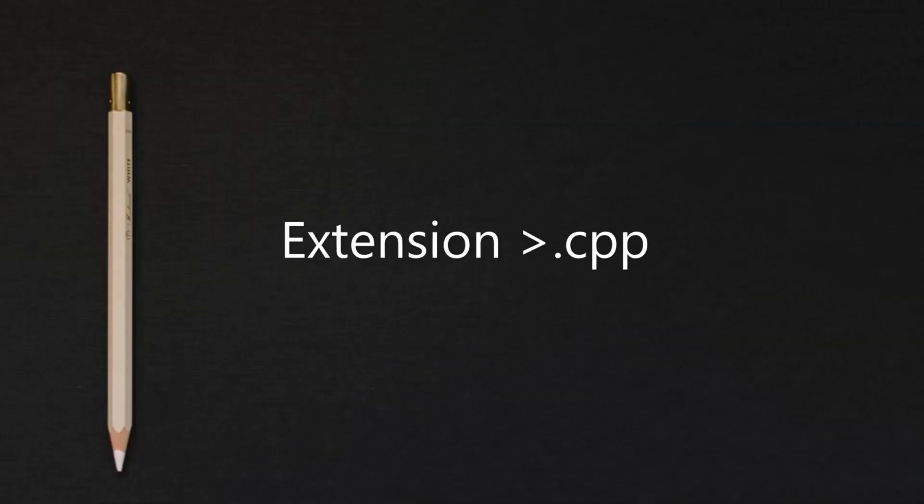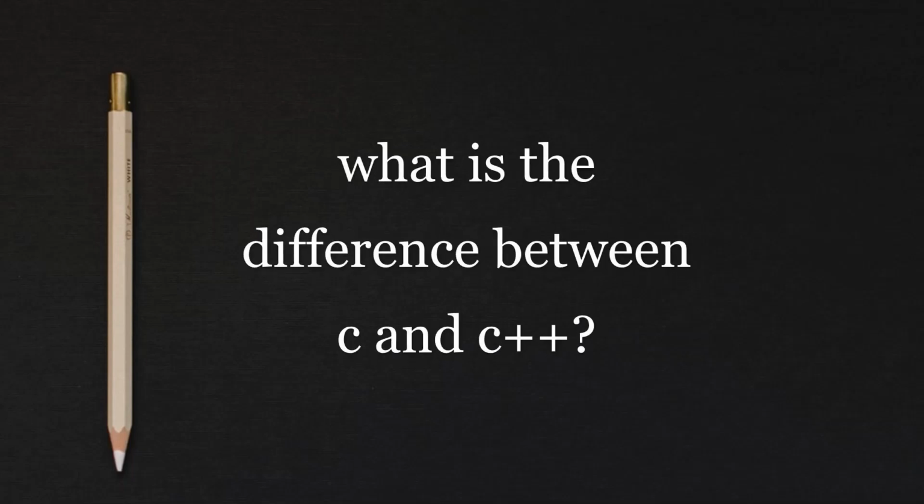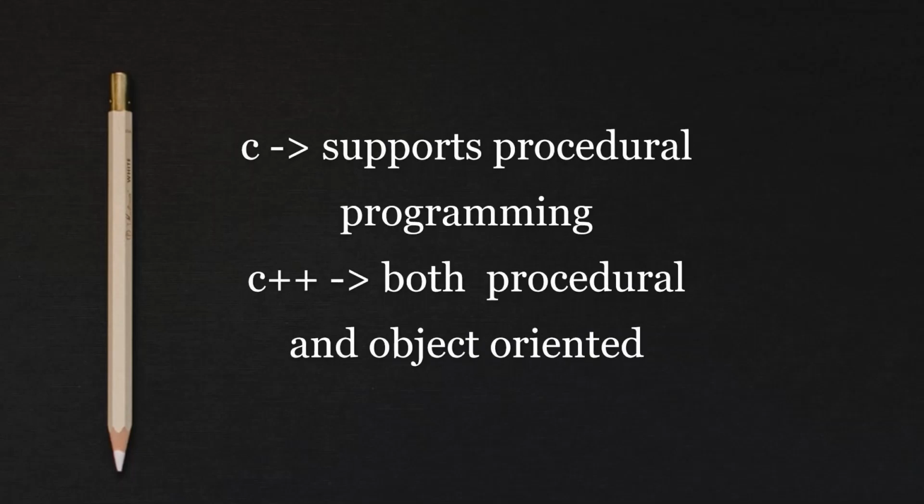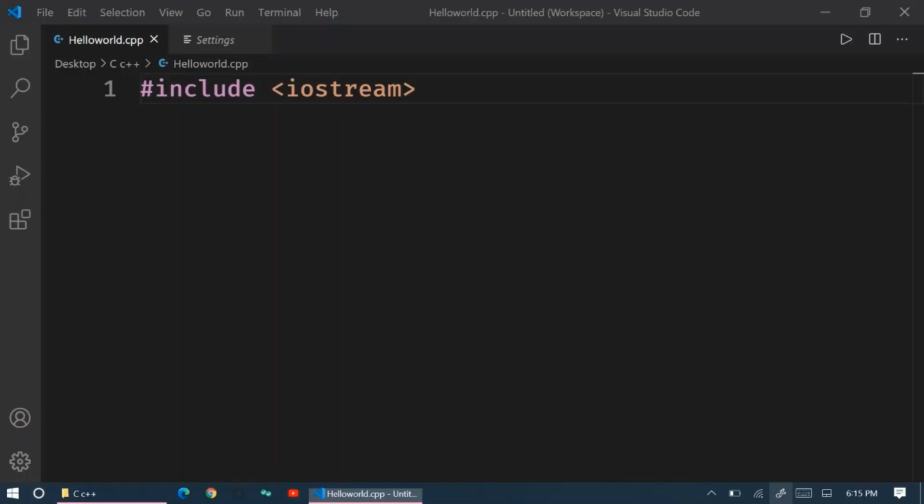And now C++. Create your new file with .cpp extension, and I created my file as helloworld.cpp. Now, what is the difference between C and C++? The main difference between C and C++ is C++ supports both object-oriented and procedural programming, but C supports only procedural programming.